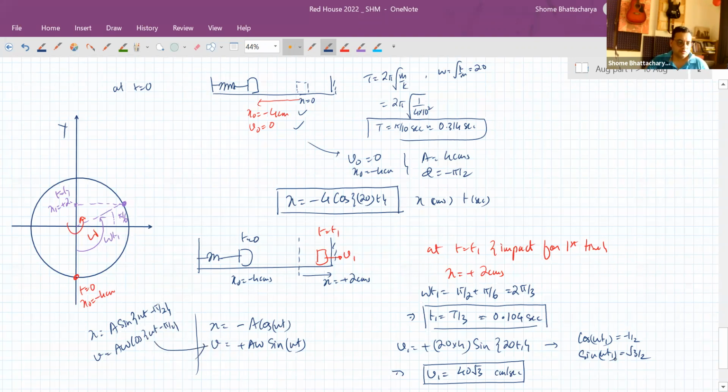So this should be done without too much difficulty, this type of situation. And the easiest way, as I showed you, is instead of doing all this calculation manually, just understand it on the projection of UCM. This is our x-axis here.